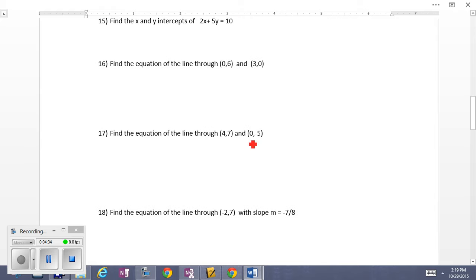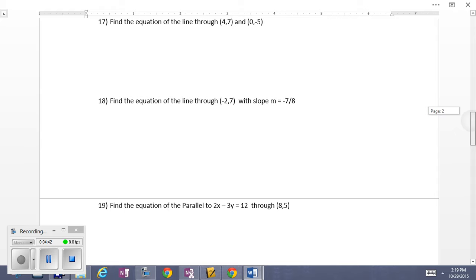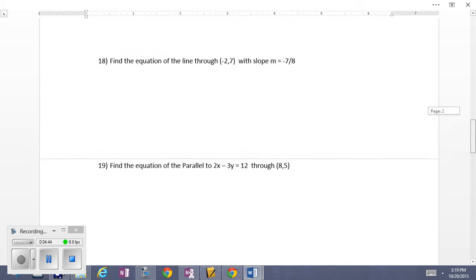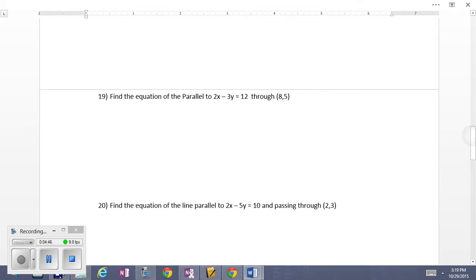Find the equation of the line through points, okay? You had all that work previously done for you. Let's come down and maybe do one like this, number 19. Find the equation of the line that's parallel to this through this point. So if it's parallel, it has the same slope, recalling what we did with that first problem.